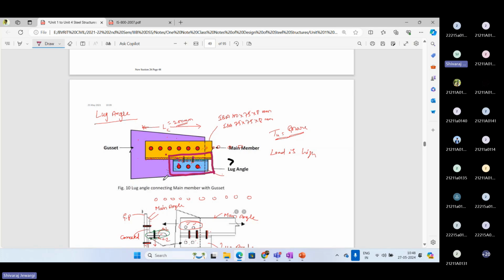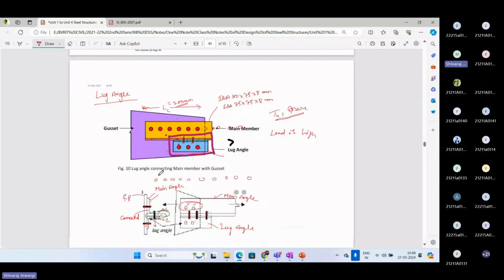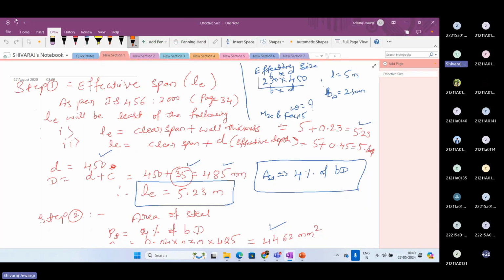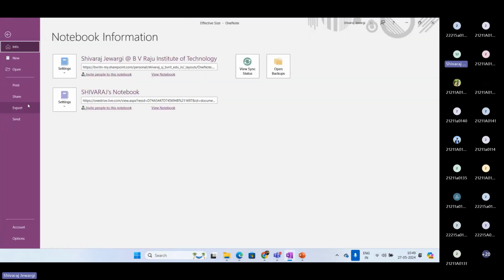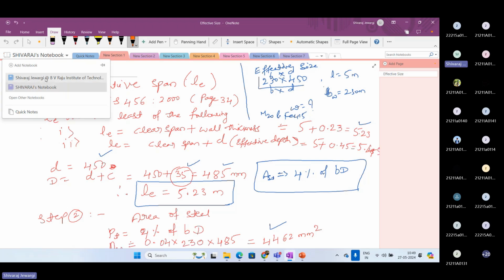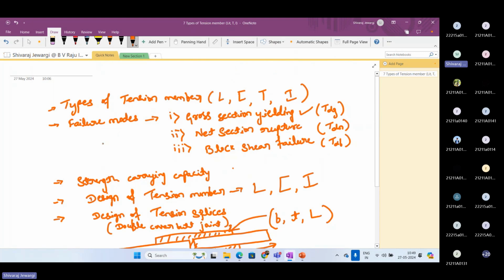Likewise, I told you to do this problem also. I explained in the class, and I even gave you an assignment problem on this lug angle for you to do. So with this, I have briefed out all the concepts of chapter 3, unit 3, all the topics and all the problems on design of tension members.